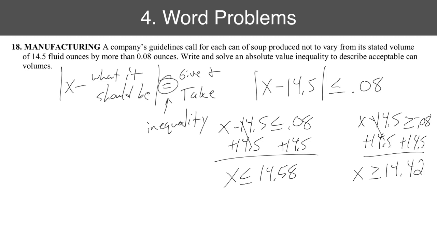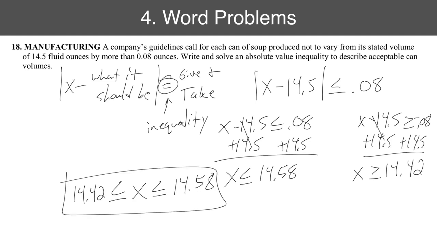So what that means is the can can be somewhere between 14.42 and 14.58. That's the acceptable range that it can be.